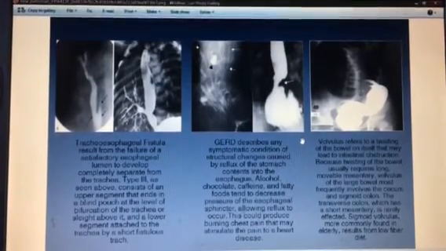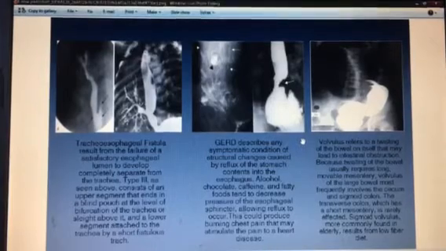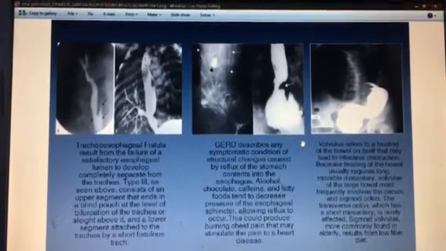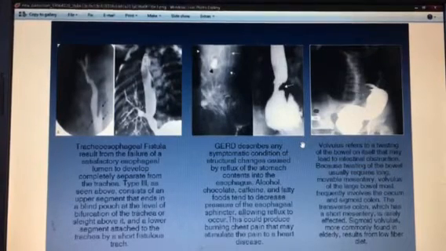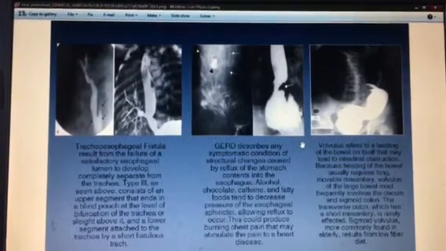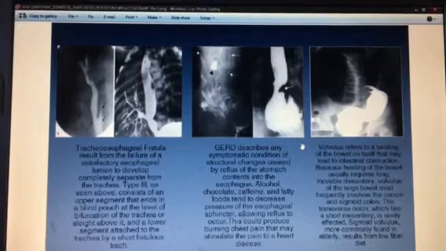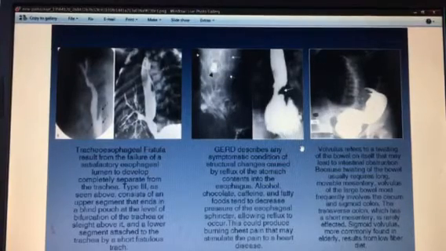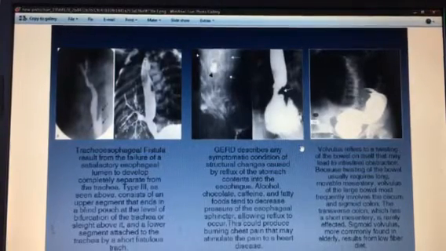Type 3 is the most common tracheoesophageal fistula. In type 3, the fistula consists of an upper segment that ends in a blind pouch at the level of bifurcation of the trachea or slightly above it, and a lower segment attached to the trachea by a short fistulous tract. The radiographic demonstration of the looping of a small esophageal feeding tube indicates that the proximal esophagus ends in a blind pouch.